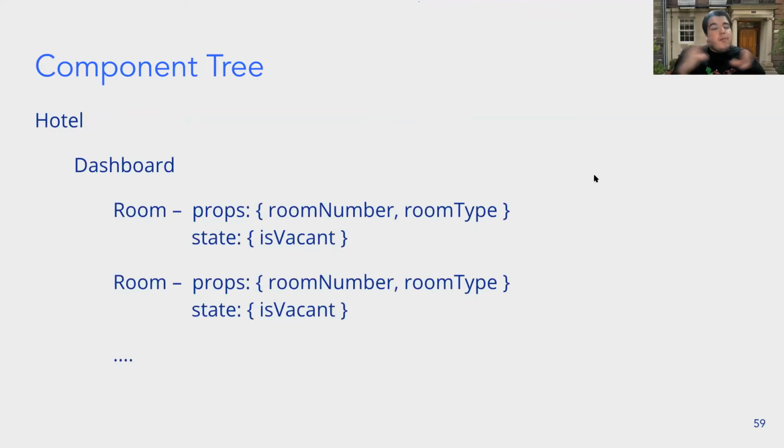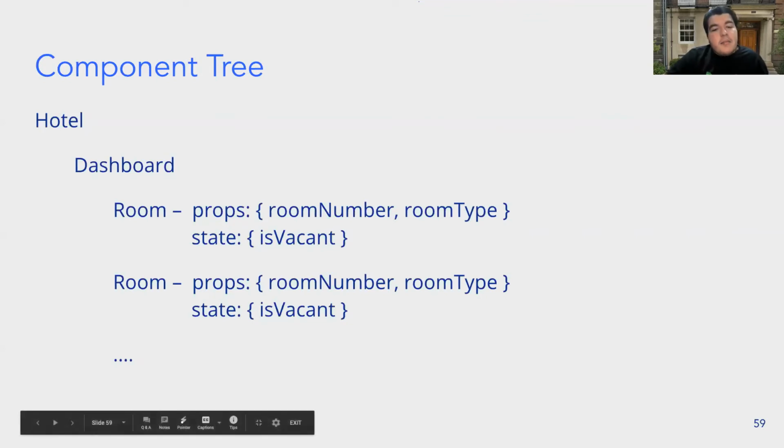So when we bring it back together to the component tree, we have the hotel app, and it has a dashboard, and the dashboard has a room component that takes in two prop variables, a room number and a room type, and it has a state, which tells us if it's vacant or not. So that's another way to think about props, state, and components.